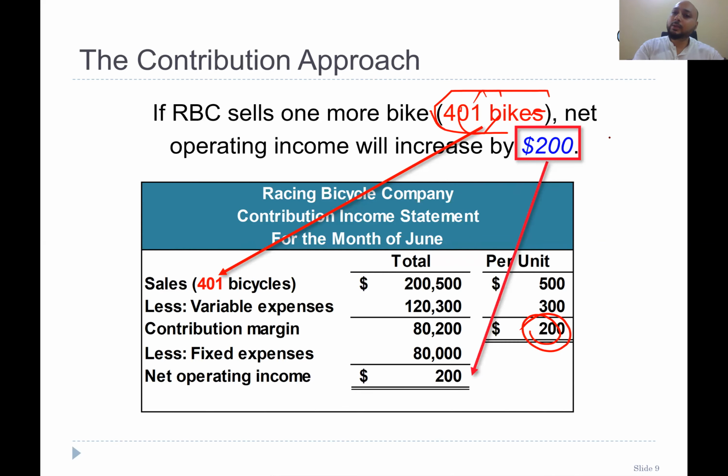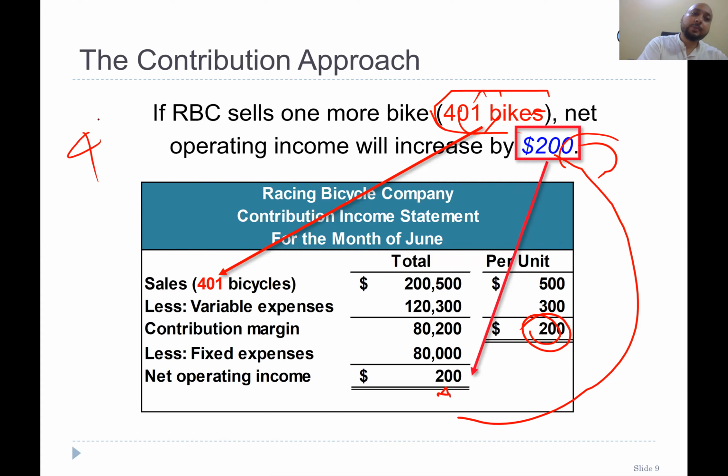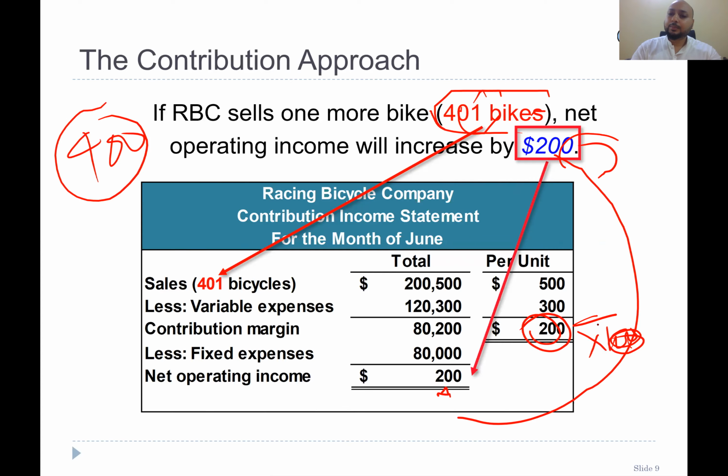So we sell one car, and one car is giving you 200 contribution margin. So that 200 directly goes to net operating income. So you know that your contribution margin is 400. You sell one more car. One more car means your per unit contribution margin is 200. 200 is your profit. What if you sell 10 bikes? Then 10 multiplied by this 200, 2000 is your net operating income.